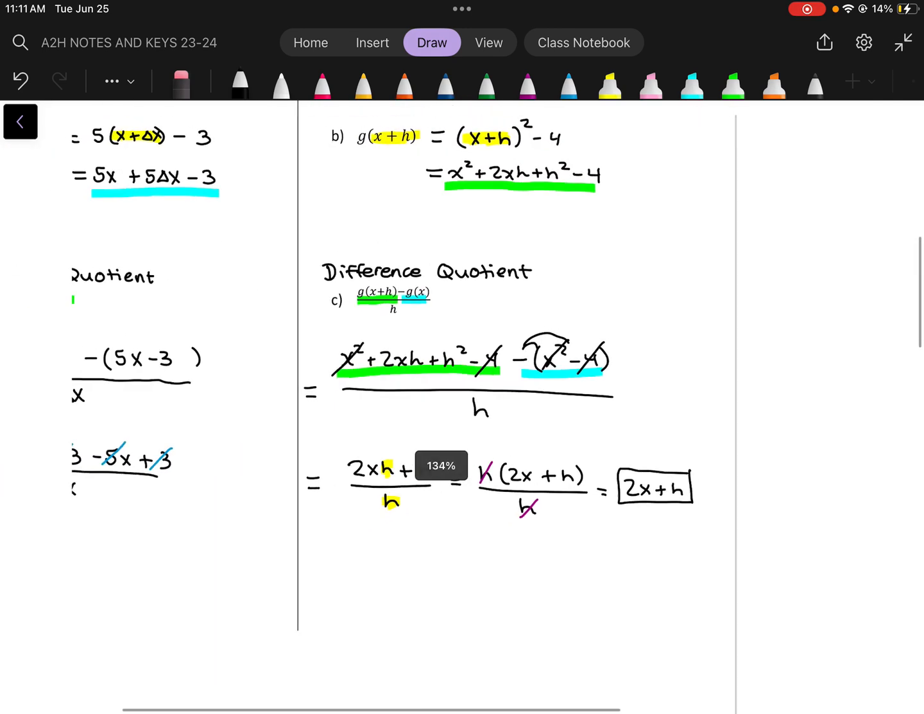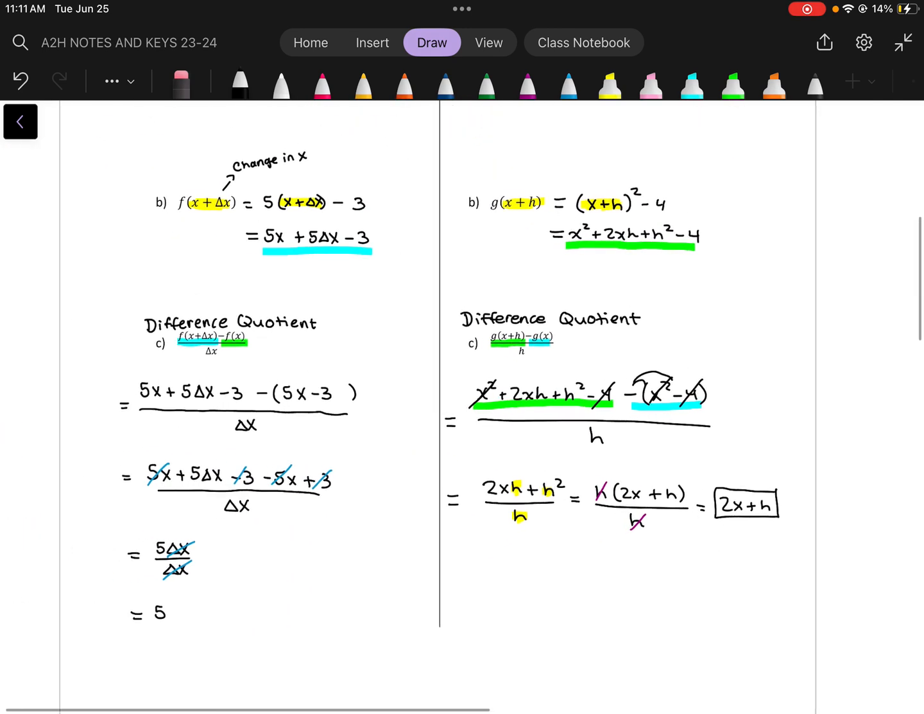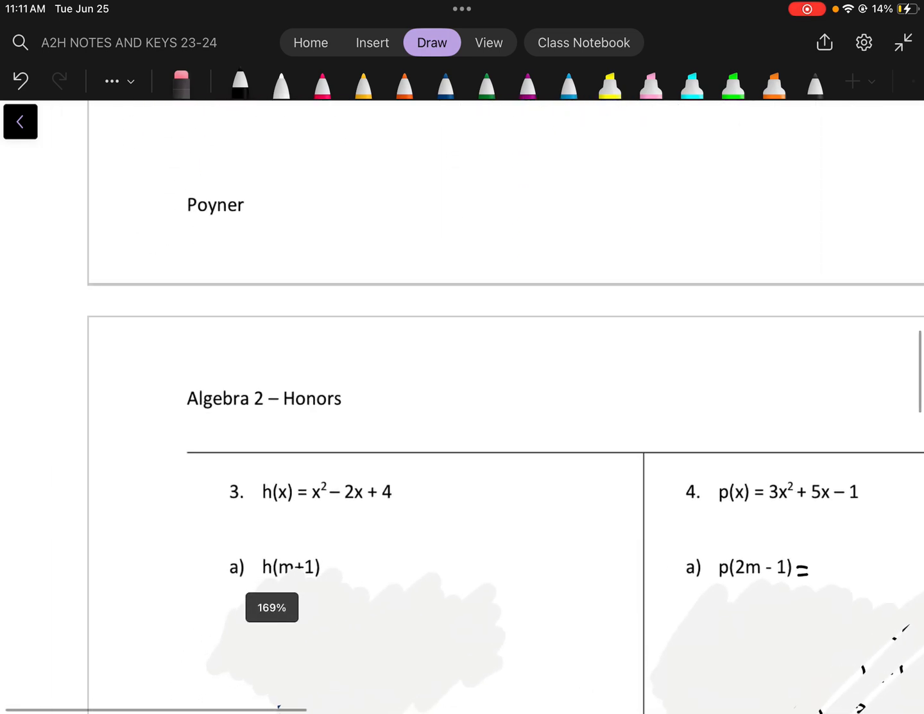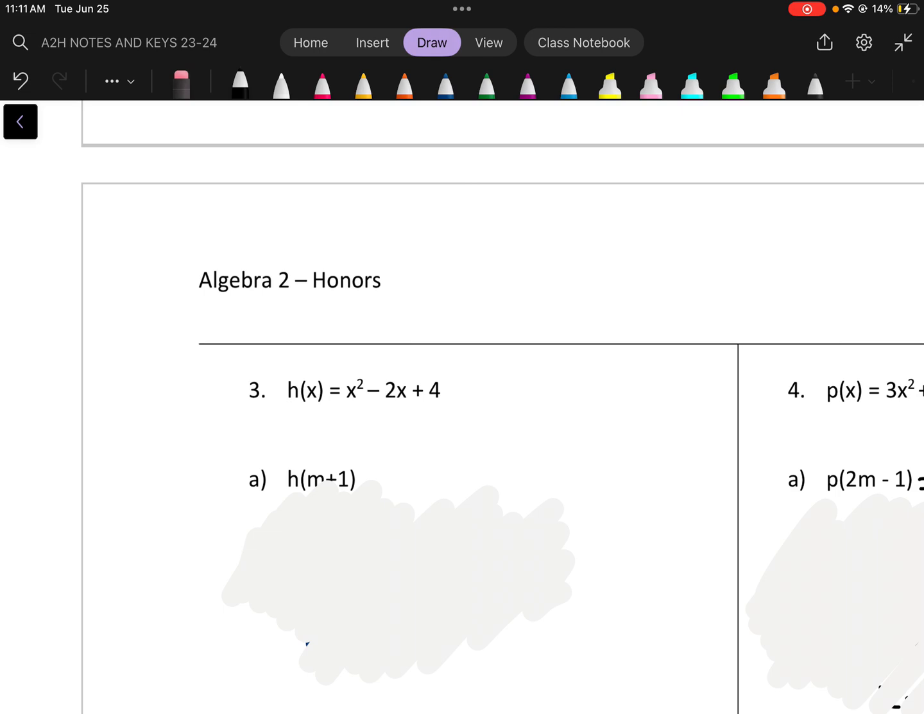All right? So here's your task. You've seen these two examples. What we're going to do here is try this out. So the first one is h of m plus 1. Try this as a warm-up just to make sure you're okay with composition and you're doing it correctly. Pause the video now.